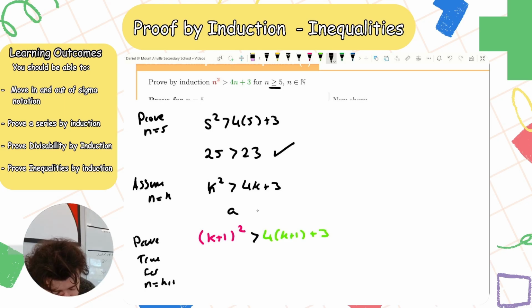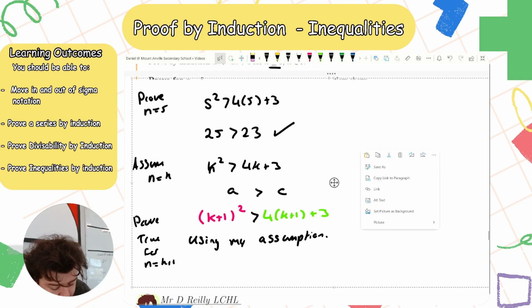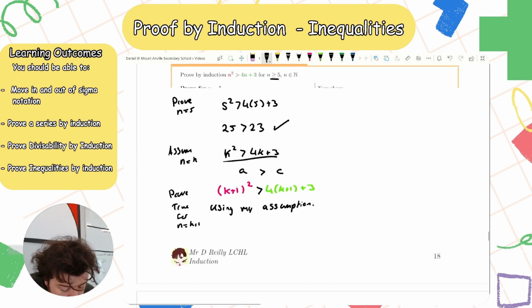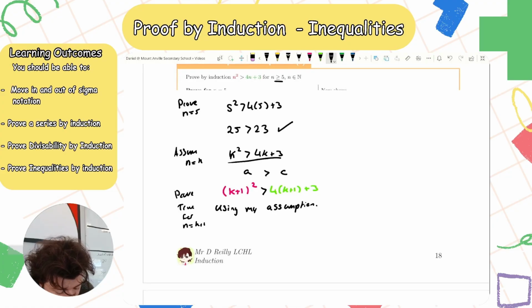So this is my a is greater than c. I now need to, using my assumption, here, so my assumption is here. I need to make my left-hand side of my assumption look like my right-hand side. So let's expand this out here. My left-hand side here would be k squared plus 2k plus 1 greater than 4k plus 4 plus 3, which is 4k plus 7.